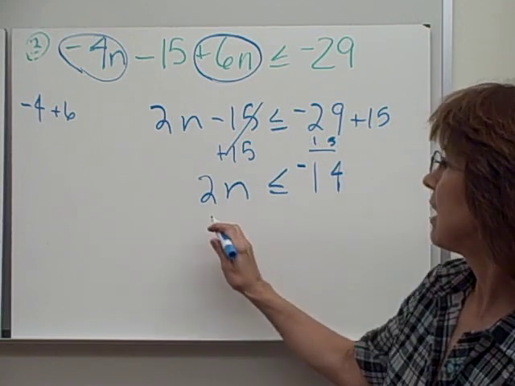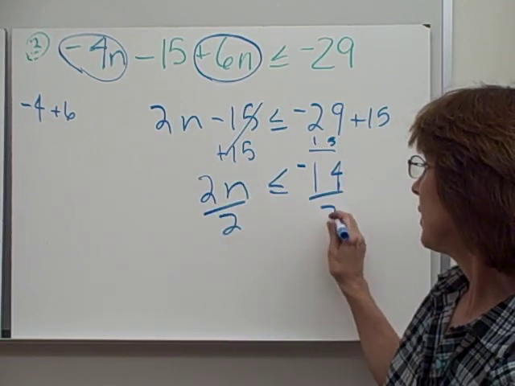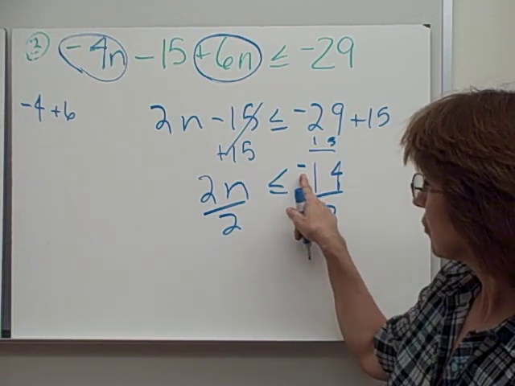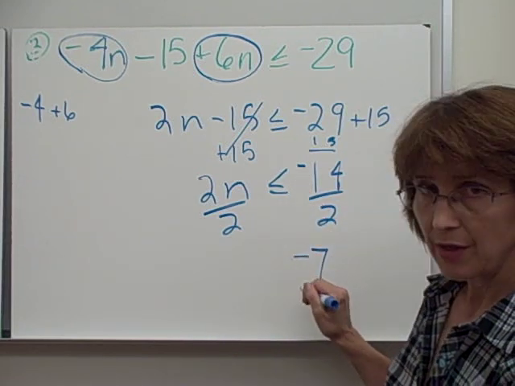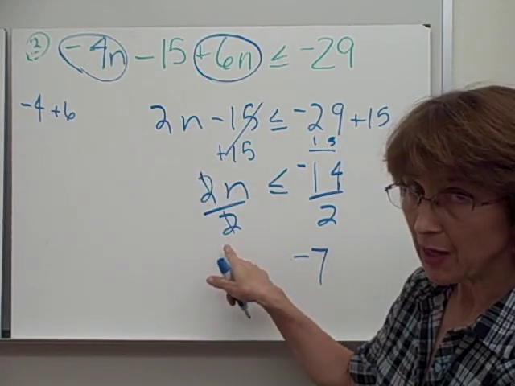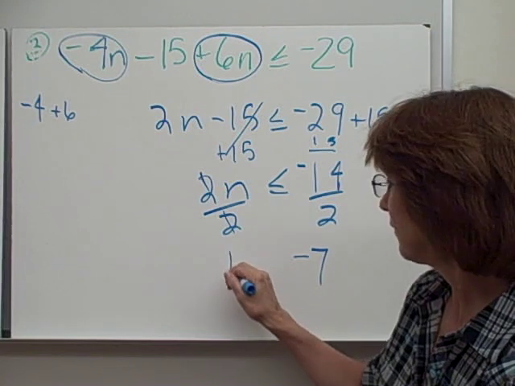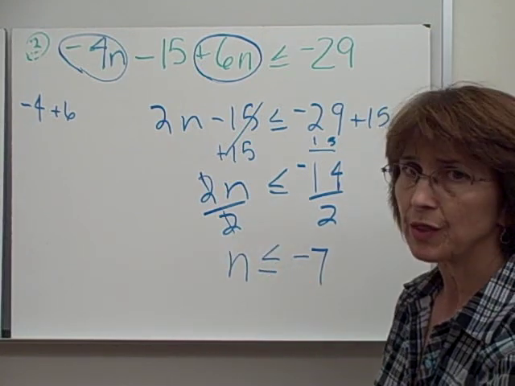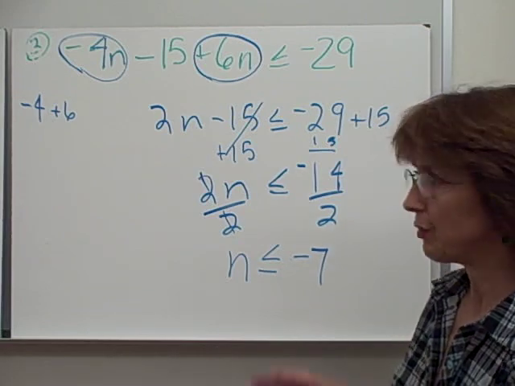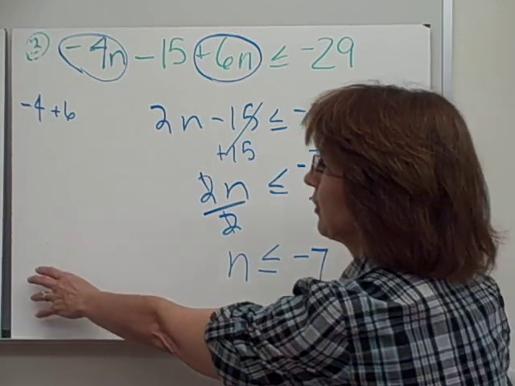All right, so now we simply divide by 2, and you think, okay, do I need to change the inequality? No, even though the answer is going to begin with negative 7, because I divided by a positive 2, a positive number, I leave the inequality as less than or equal to. And n then is going to be less than or equal to negative 7, and we can graph that, but we've graphed enough. I think we know how to do that.